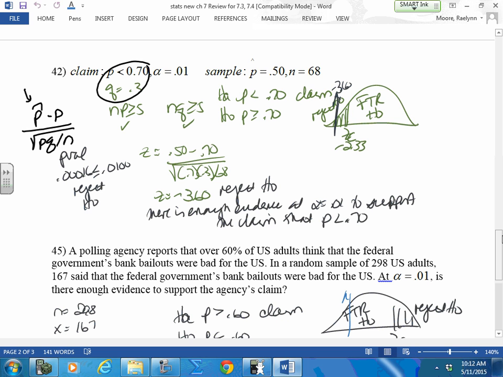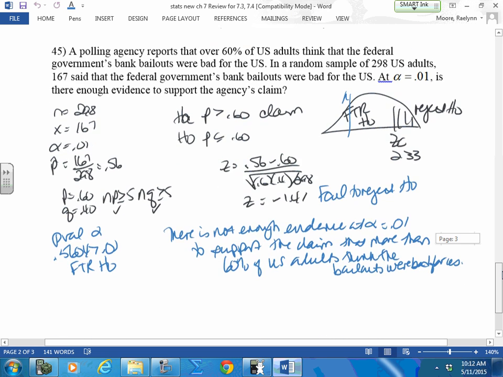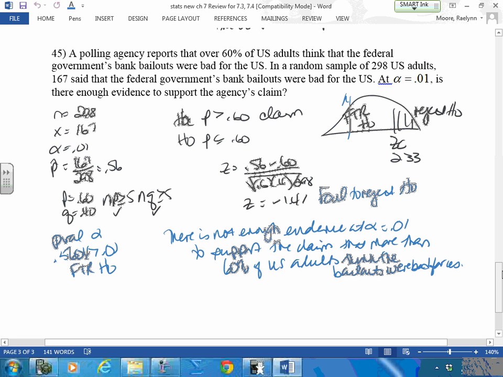Questions? We're good? And this last one, a polling agency reports that over 60%, so it's greater than 0.6.